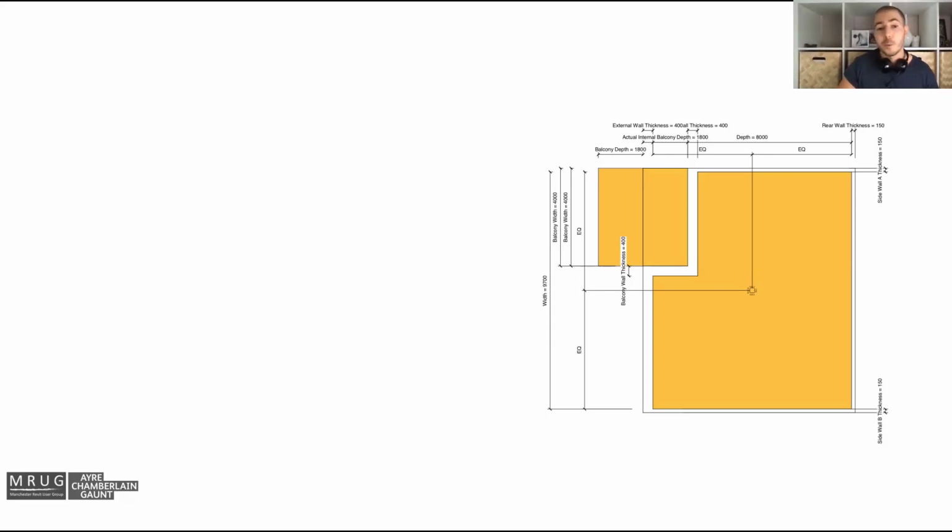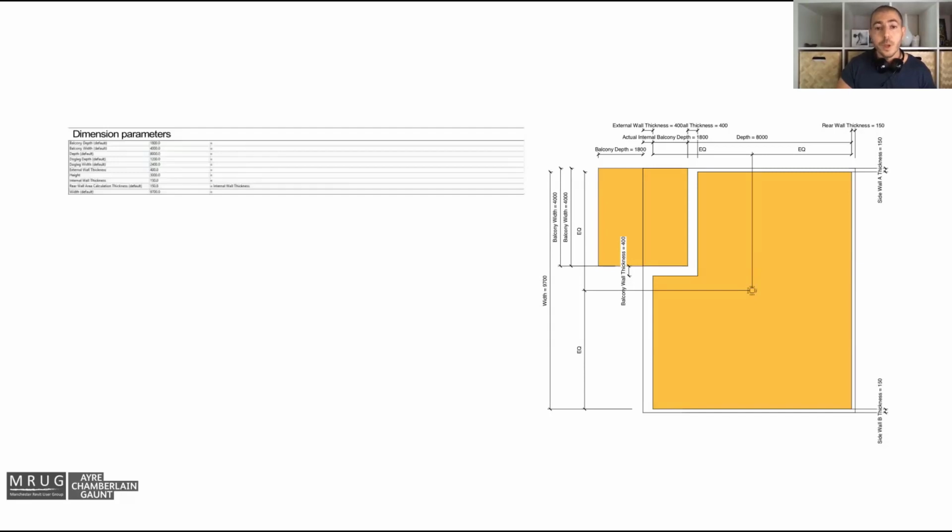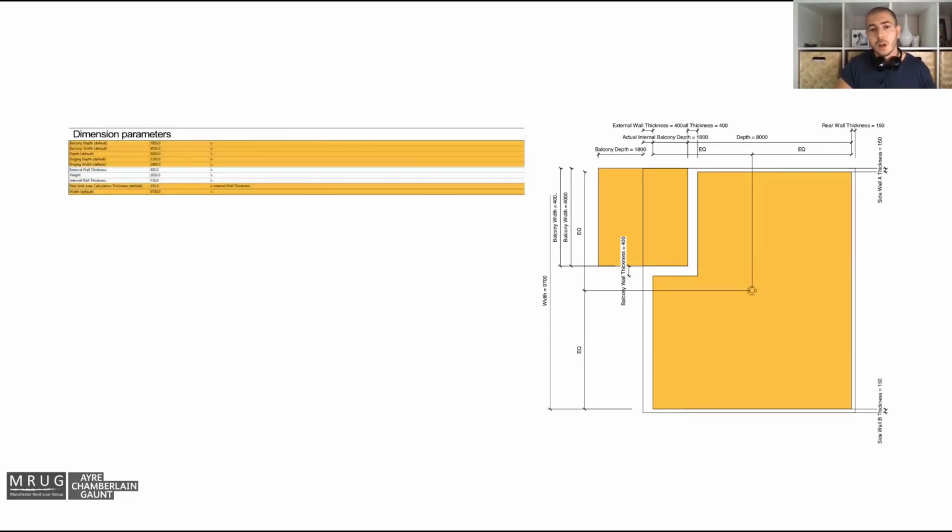And we have five groups of parameters. We have dimensional parameters, which drive the geometry of the family. Some of them are instance parameters, such as width, length, the balcony dimensions, or the dogleg dimensions. That allows us to have a variety of unit sizes while having minimal number of unit types. Other parameters, such as the internal and external party thicknesses, are type parameters, which help us be consistent throughout the project.